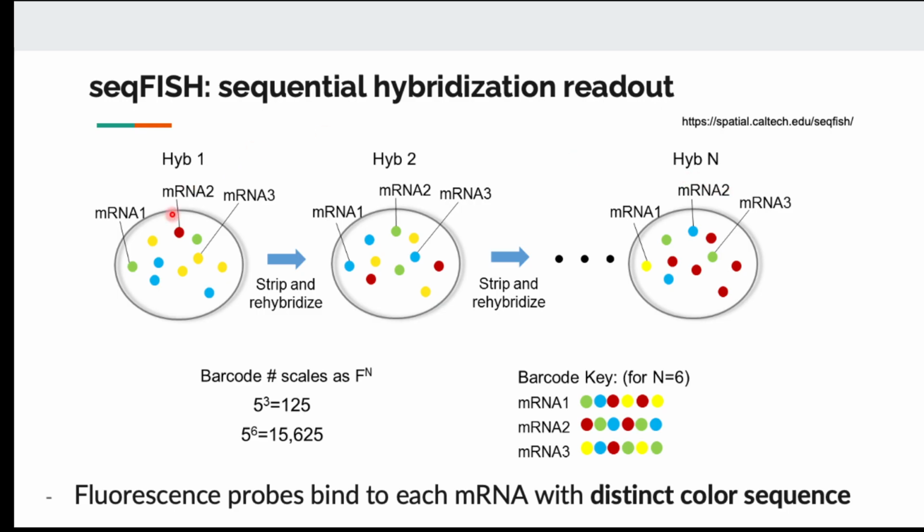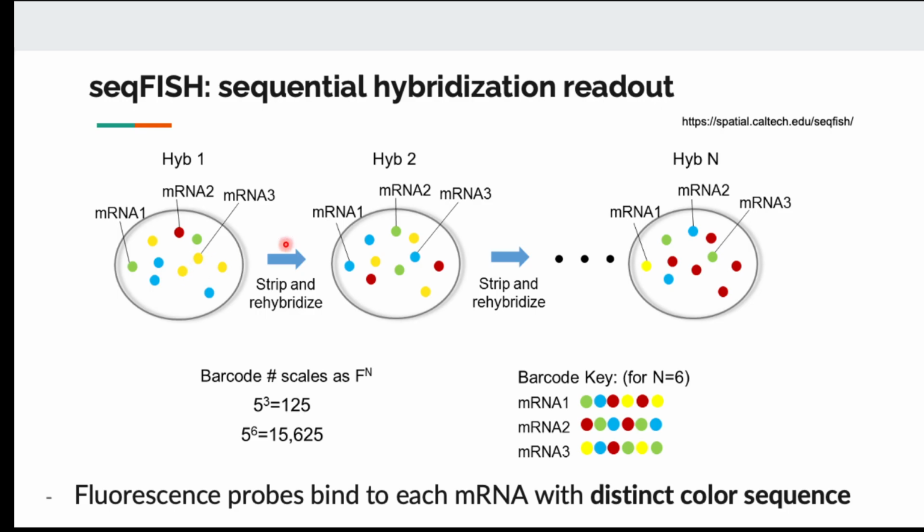But in this case, these people design their fluorescent probes in such a way that in the first round of hybridization, the probes will bind to certain genes and they will have certain colors. So in the first round, we already have this signal. This gene has red, this gene has yellow, this gene has yellow. These can be different genes or the same gene, we don't know yet.